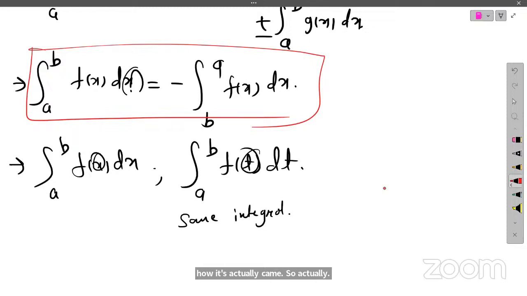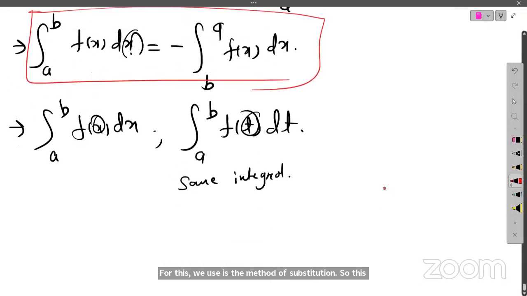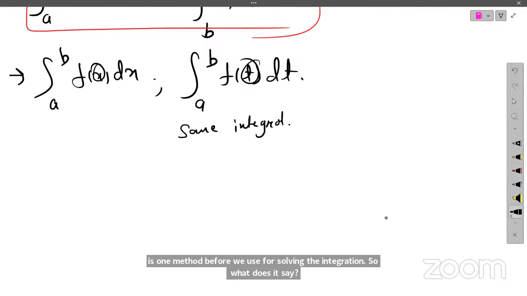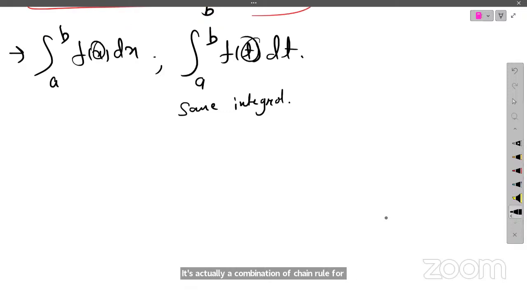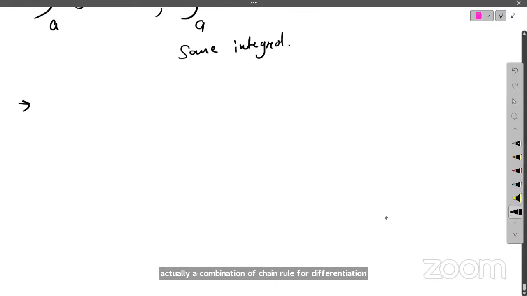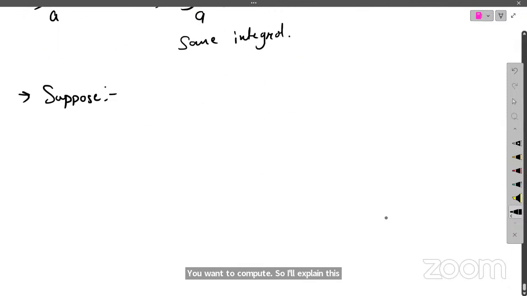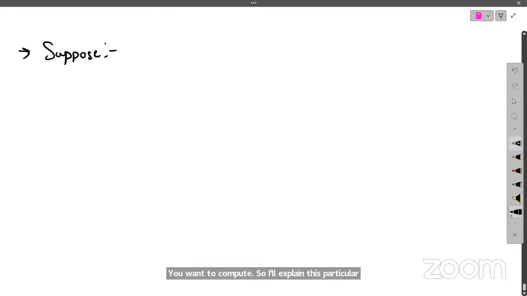So actually, for this we use the method of substitution. This is one method we use for solving integration. What does it say? It's actually a combination of the chain rule for differentiation and a similar kind of thing for integration. So what does it mean? Suppose you want to compute. I'll explain this particular thing via this method of substitution. This is one method for computing integration. Method of substitution.